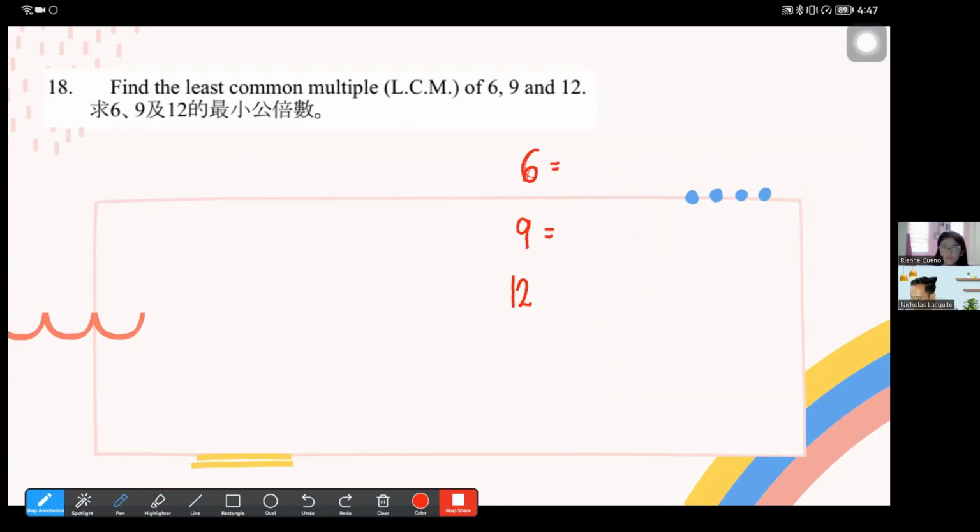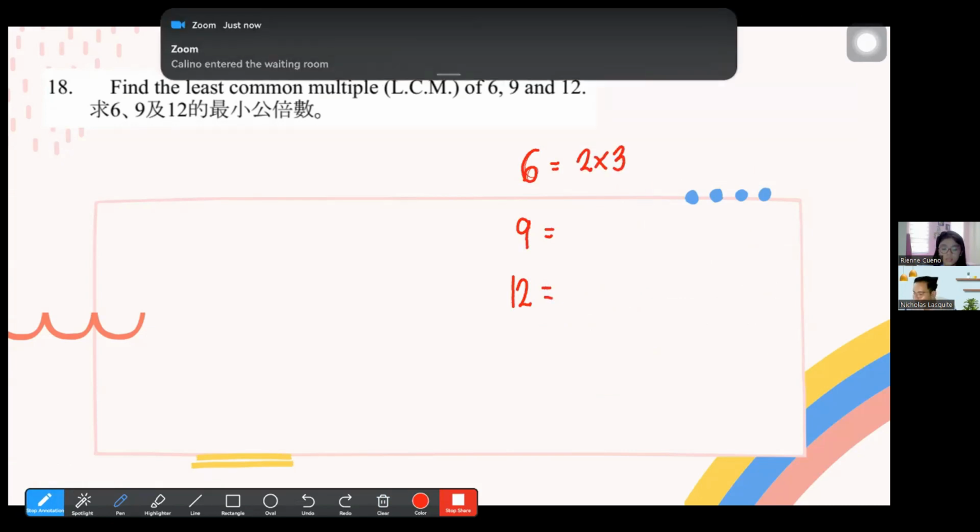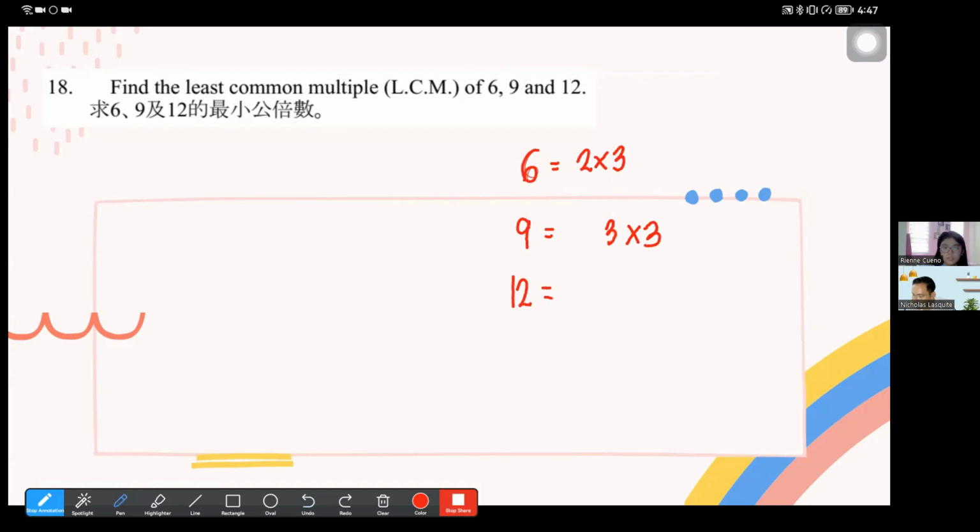What would be the prime factors of 6? That would be 2 times 3. What are the prime factors of 9? That is 3 times 3. As you can notice, I realigned the 3 here. Okay? And then, what are the prime factors of 12? That is 4 times 3, right? So you have 2 times 3 times 2.